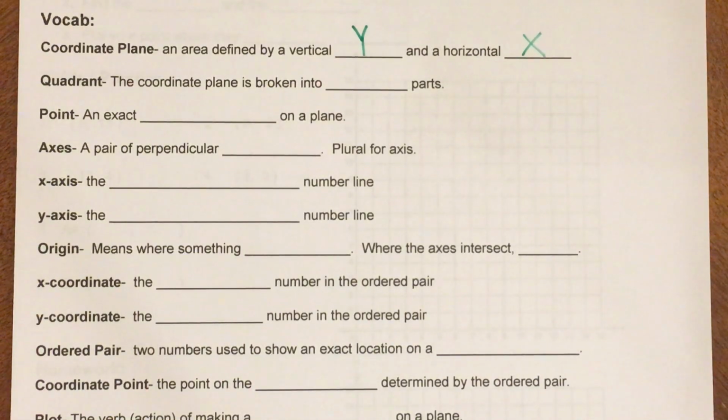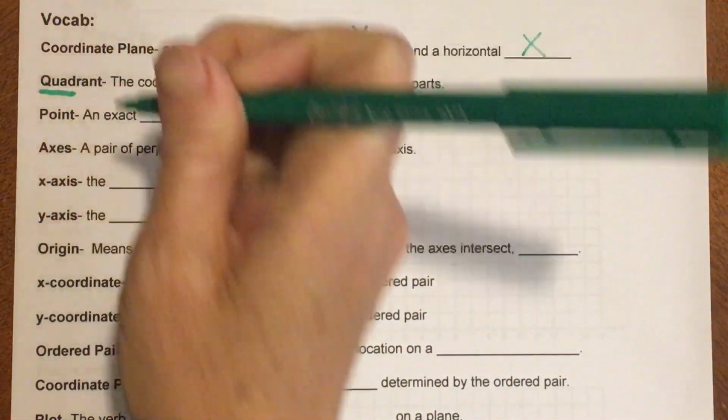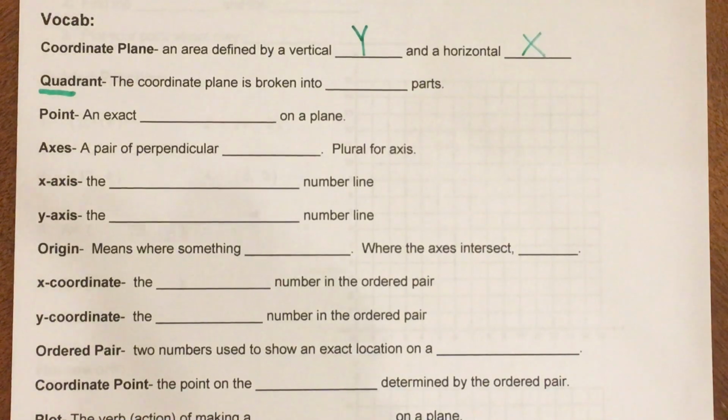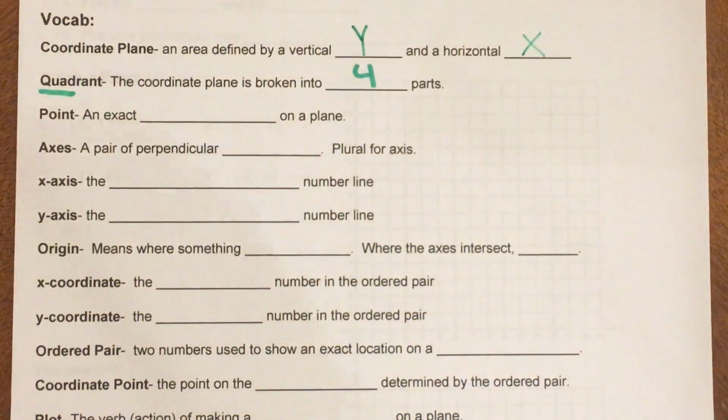Okay, our next word is quadrant. If we think of the word quadrant, we see quad. This coordinate plane is broken up into 4 parts. Now in 5th grade though, we're only going to be working with 1 part, which means we're only going to work with 1 of the quadrants. When you get to 6th grade next year, then you're going to work with the entire coordinate plane.